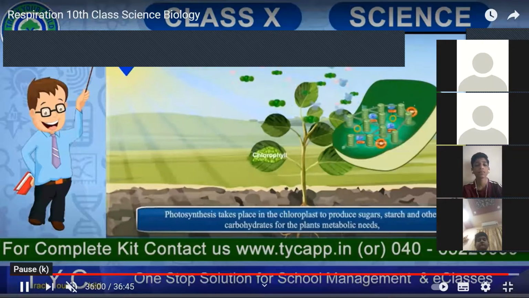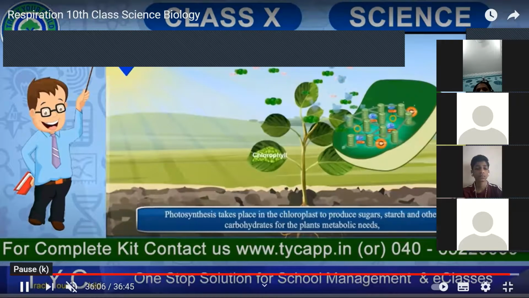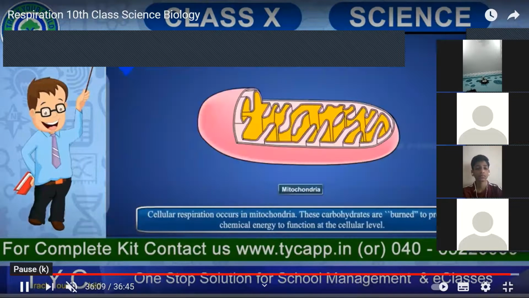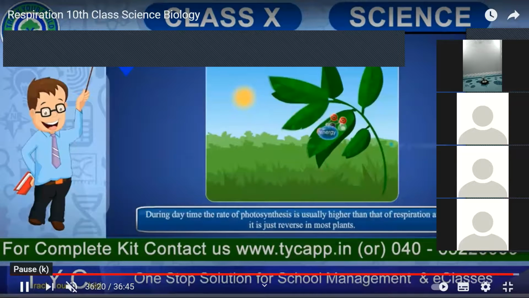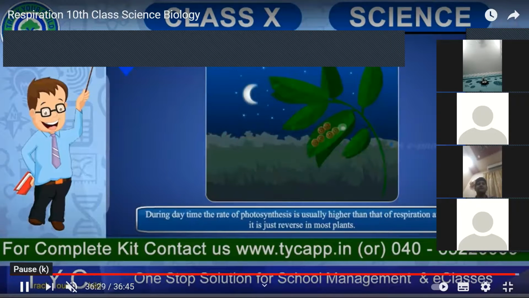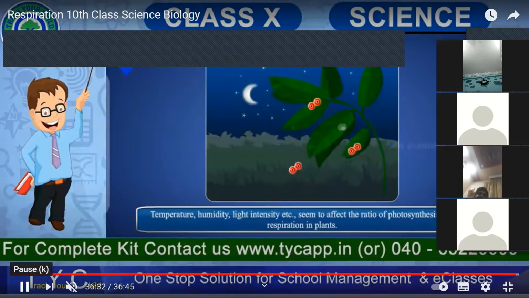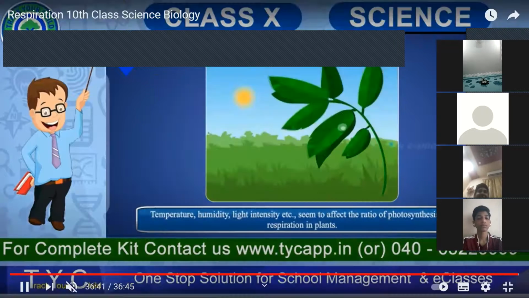So photosynthesis takes place inside the chloroplast to produce sugars, starch, and other carbohydrates for the plant's metabolic needs. Whereas respiration takes place in the mitochondria of the cell, and these carbohydrates are burned to produce chemical energy to function at the cellular level. So photosynthesis takes place during the daytime because sunlight is essential, and respiration takes place at night because it does not require sunlight, and it's just a reverse process. I said photosynthesis is an anabolic, building up process and respiration is catabolic, that is, breaking down.